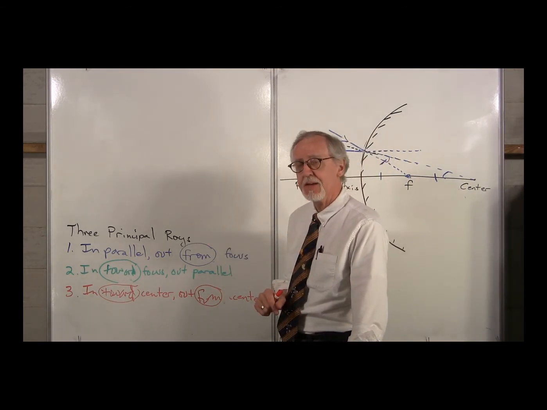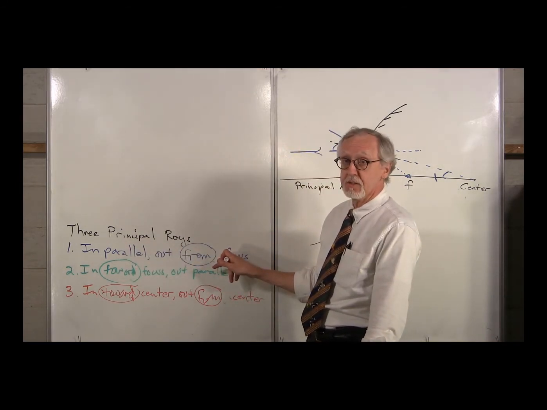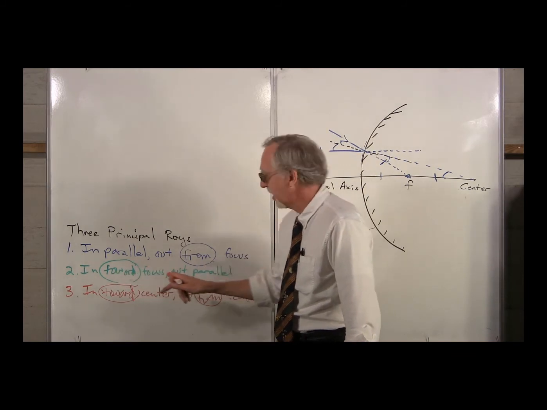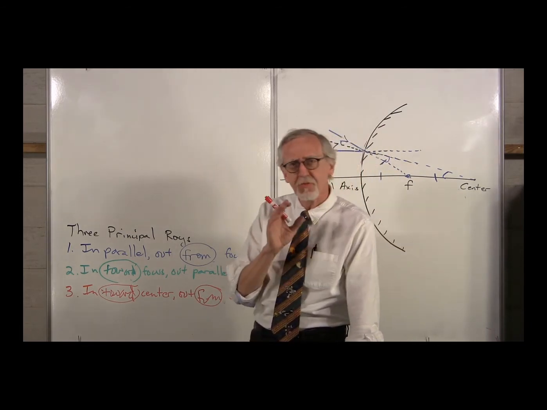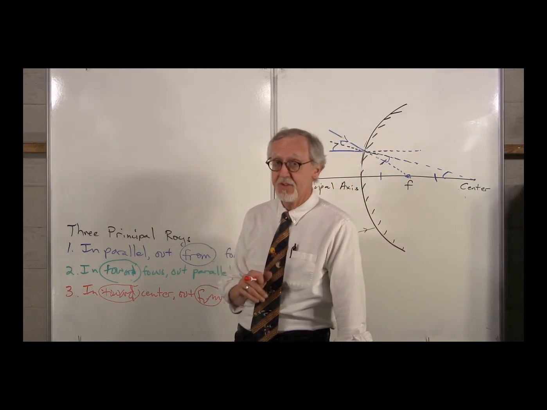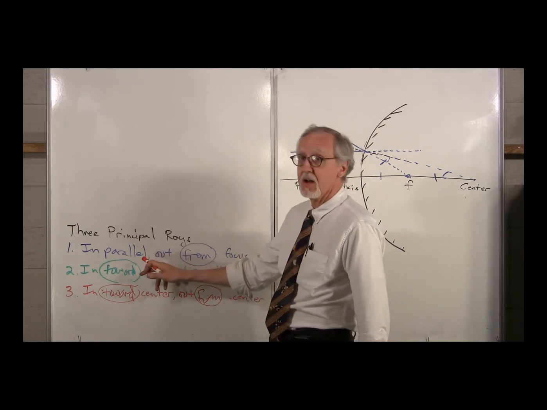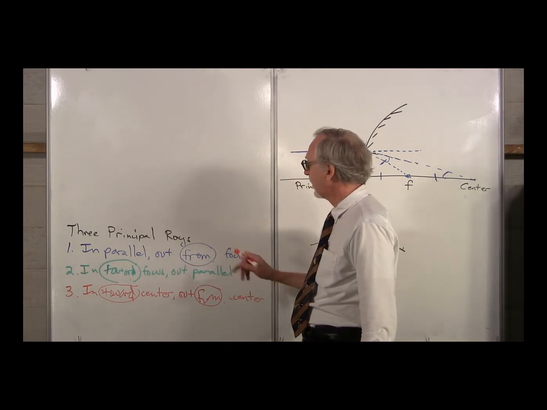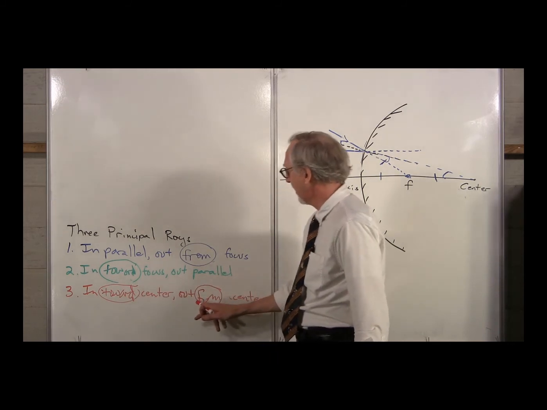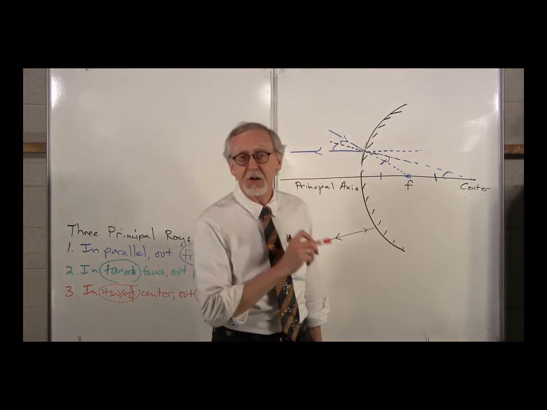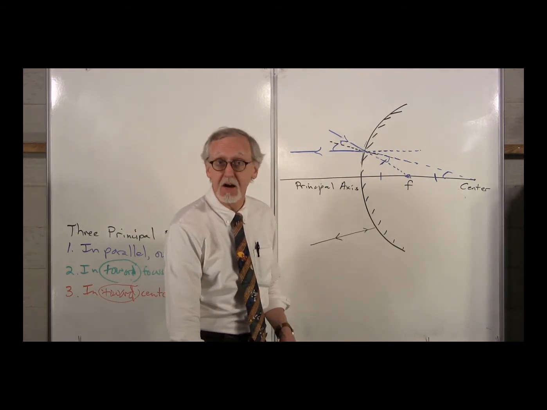Thing to keep in mind, though, is for both of them, it's parallel and then something to do with the focus. And then something to do with the focus and parallel. And then center and center. That's the same for both concave and convex. The directions are just what you have to keep track of. Okay? Remember, for the convex, in parallel, out from the focus, in toward the focus, out parallel, and then in toward the center, out from the center. Very good. Let's try this with a ray tracing diagram for a convex mirror.